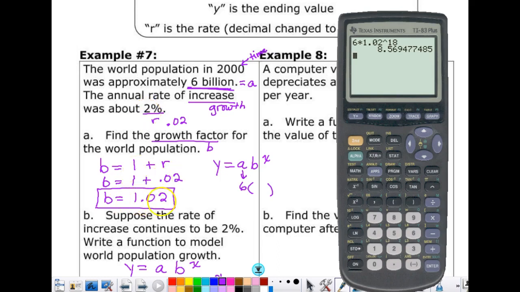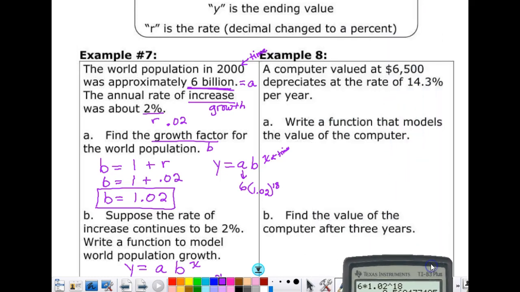So our B is 1.02, and then when we read the problem at the very end, it said in 2018. It says how much time has passed between 2000 and 2018, so we put our time here. This is our time. Your x, your exponent, is your time. Okay, so let's work another one and see if we can figure out what's what, okay?